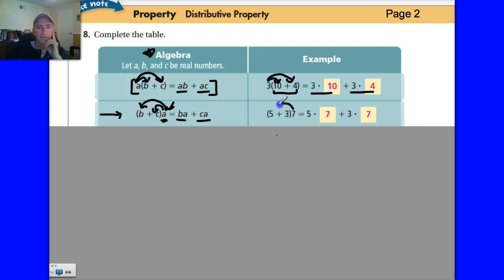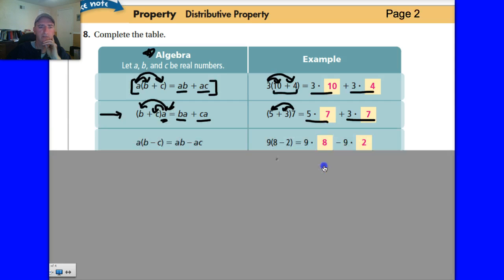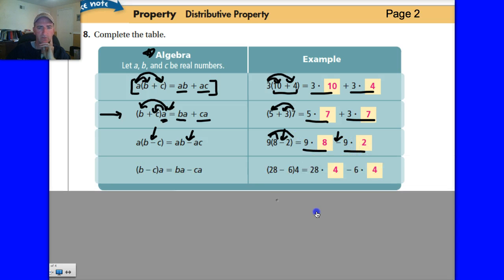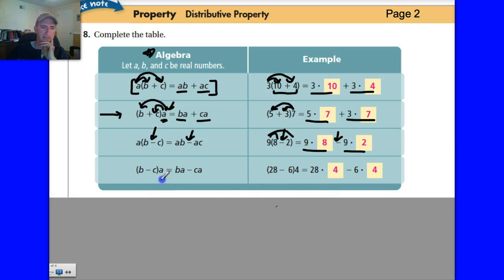Here's an example. You have 5 plus 3 times 7. You could add 5 and 3, get 8, and then multiply, or you could take 5 times 7 and 3 times 7 and add those together and get the same thing. And the same thing holds true over subtraction. If that's a subtraction sign, all you need to do is make sure that sign stays subtraction. So 9 times 8, 9 times 2, then you would subtract those values and get that. And again, it doesn't matter if the A is on the front end or the back end.